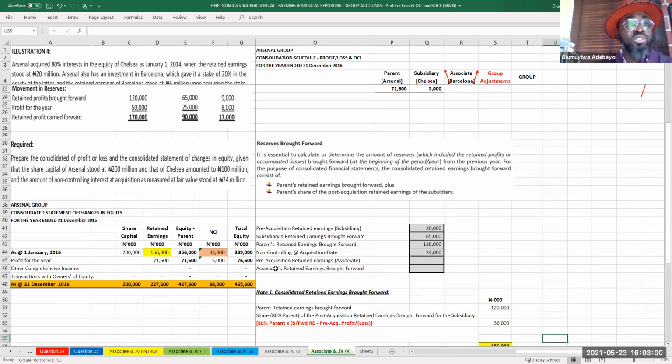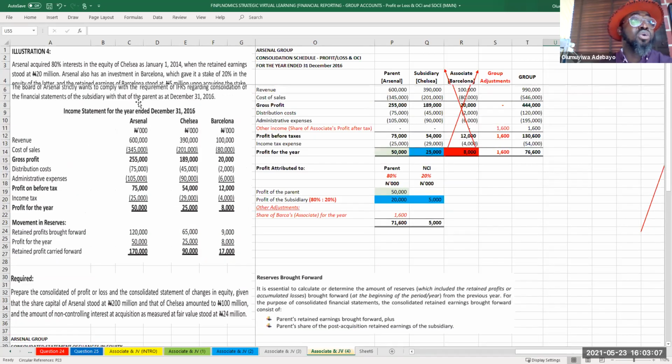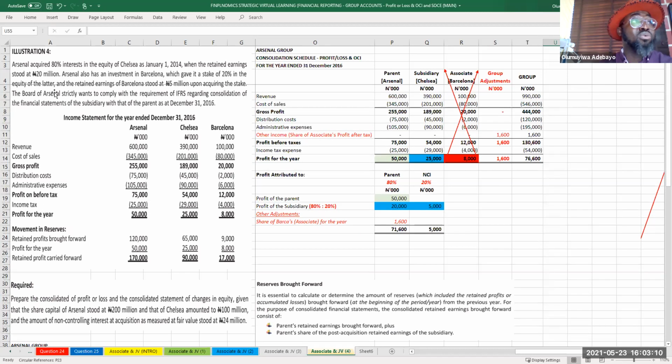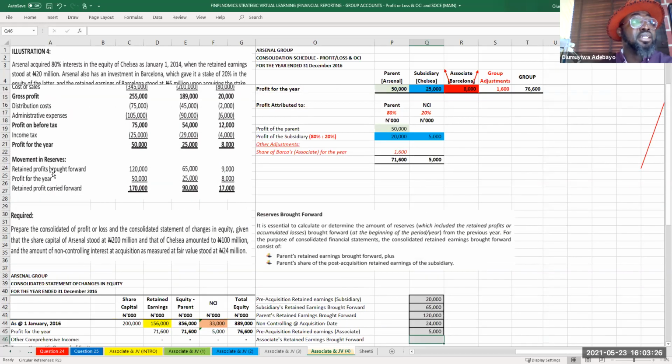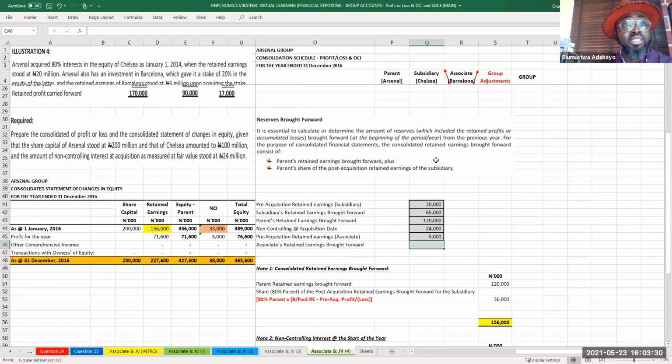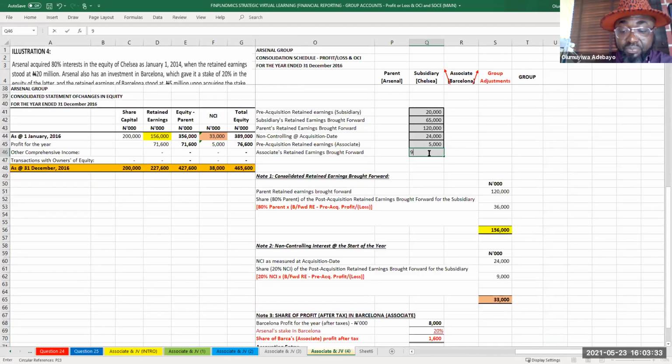Now, what is new to it is that we also now bring in associates. Now, what is the pre-acquisition retained earnings of associates? Come back here, we are told that when the associate was acquired, the retained earnings of FICA, which is the associate, stood at 5 million. Therefore, I'll come here and say 5 million. I'll use that information where it's relevant. And secondly, the retained earnings brought forward for associate was 9 million. I'll also bring it here, 9 million.